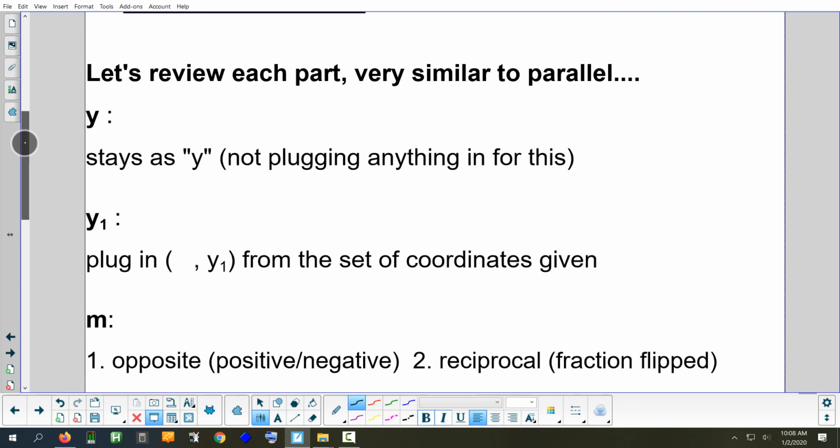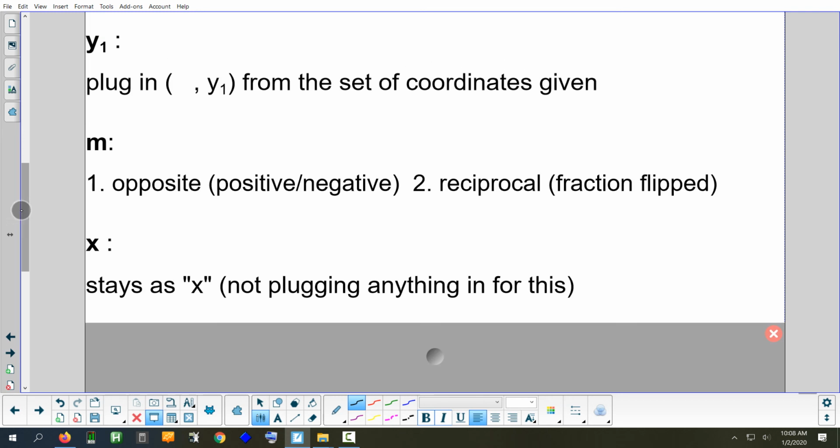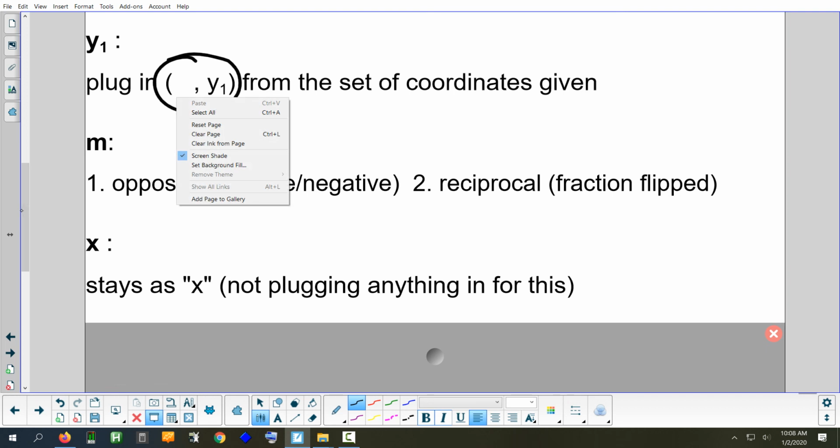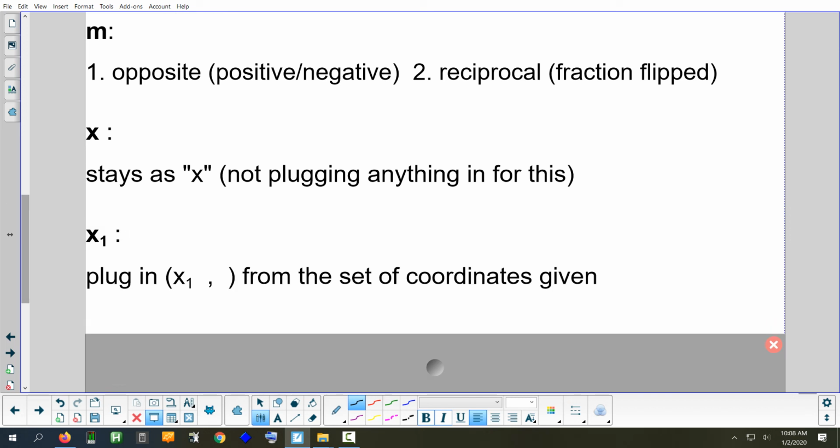And then the very last thing is x1. You have to fill something in for x1. How do you know what to fill in? Well, you're going to go back and look at the coordinate that they give you. Except the x part is before the comma. The y part is after the comma. So for x1, look at the coordinate they give you, look at the number before the comma, and that's the number that you fill in.